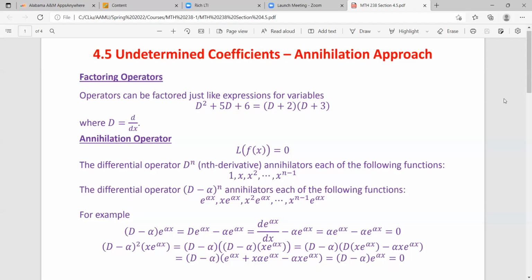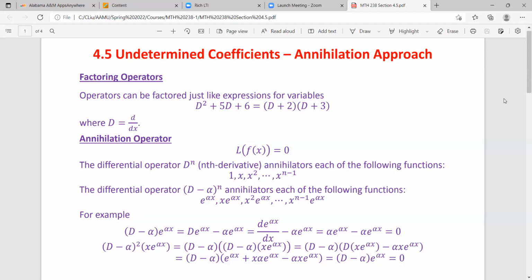Okay. So just to give you some simple examples. When you apply D minus alpha on e to the alpha x, you take the derivative of e to the alpha x and subtract alpha times e to the alpha x, as I said. When you take the derivative of e to the alpha x, you get e to the alpha x times the derivative of alpha x, which is alpha. So then you get alpha e to the alpha x minus alpha e to the alpha x, which is 0.